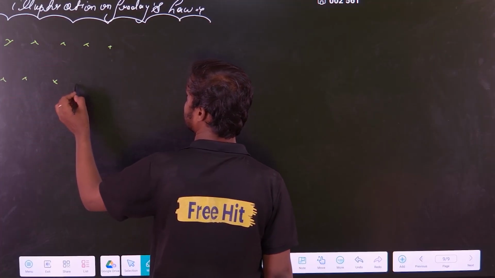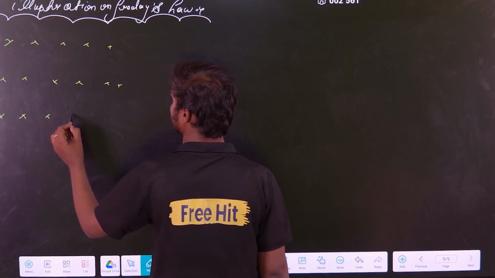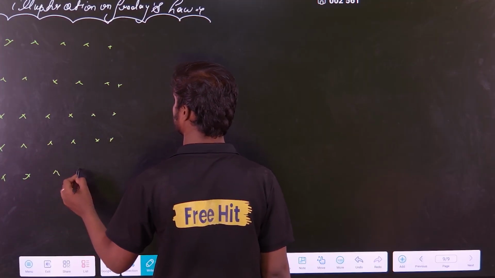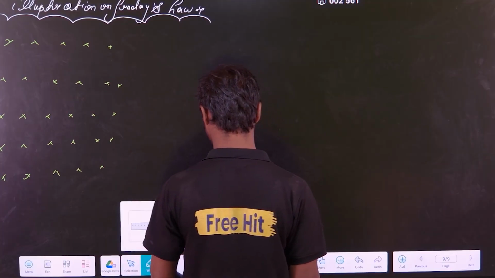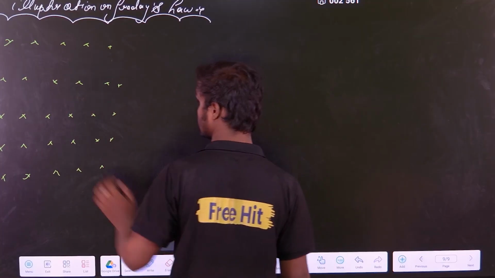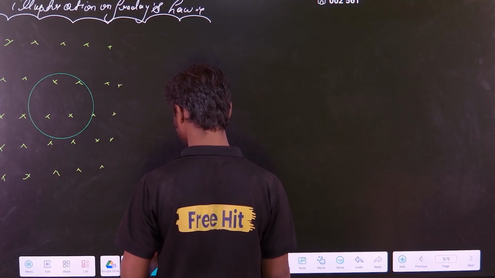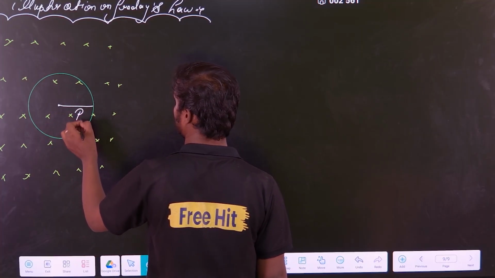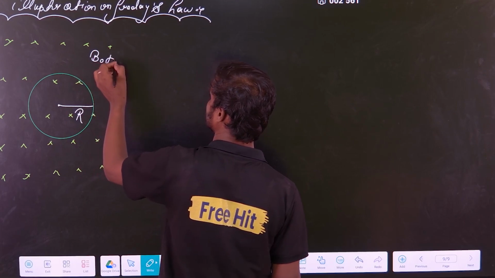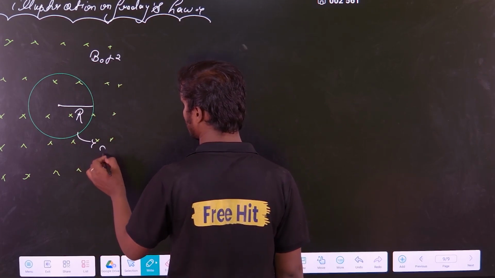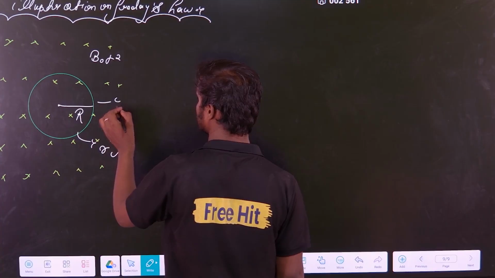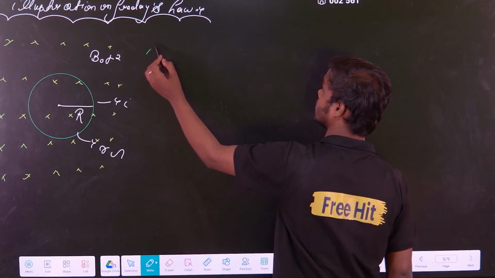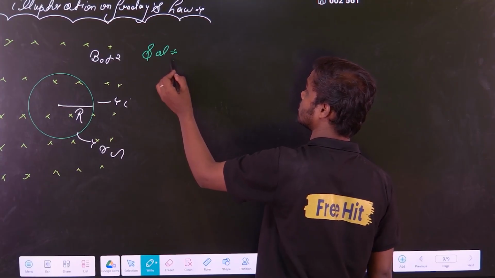Suppose this is the region where the magnetic field is there, and suppose we have a circular coil whose radius is r and the magnetic field is B0 t squared. Suppose the resistance is R ohm. You have to find the current, and current means you have to tell me the direction as well as the magnitude. So let me first do this question, after that you will do that.